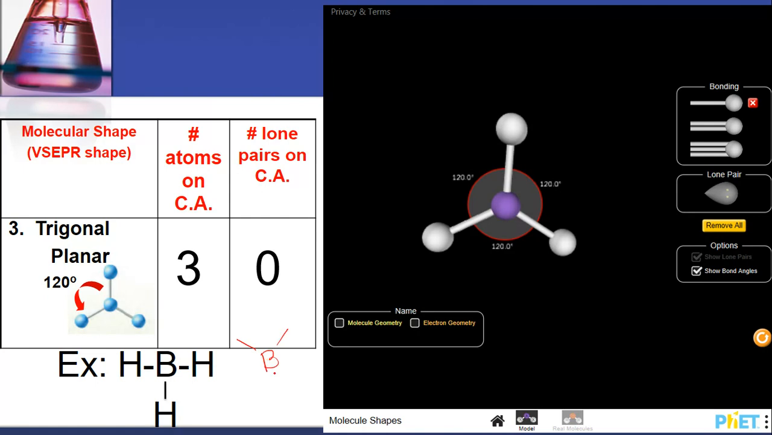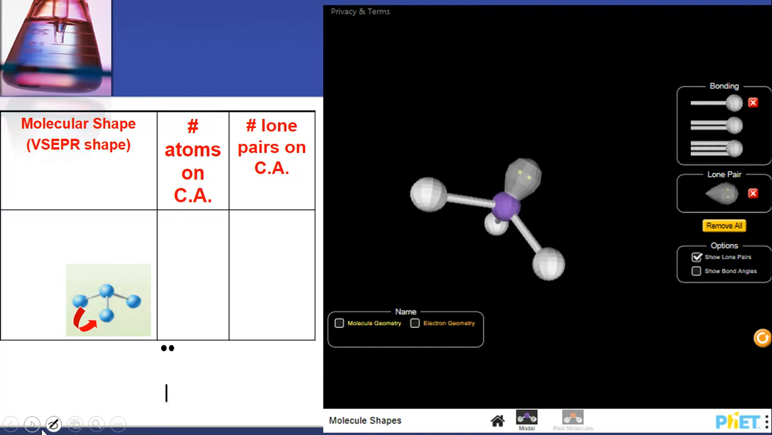So actually when you draw this, you don't have to draw it this way, but when you draw it, you want to visualize that you're going to have equal space hydrogens around that central atom, and the bond angle there is 120. The next VSEPR shape is cousin to trigonal planar.